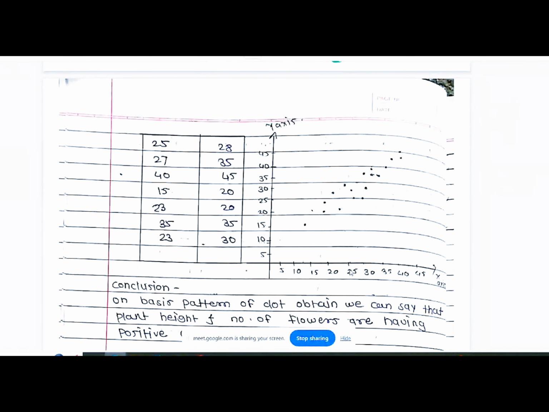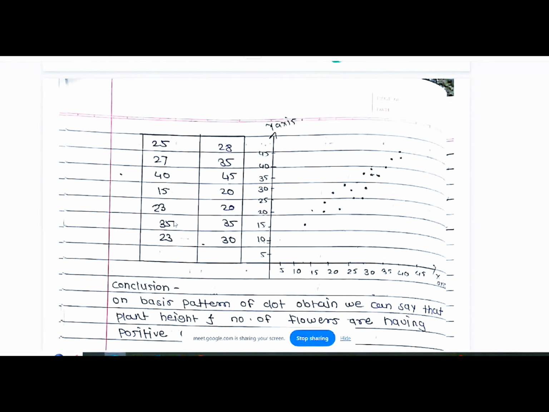Number of flowers will be variable and plant height will be fixed. Yeah, that means independent is plant height. The number of flowers depends upon plant height, but plant height does not depend upon the number of flowers. So the independent variable, plant height, will be on the x-axis and number of flowers will be on the y-axis, and then you have to just give these dots.